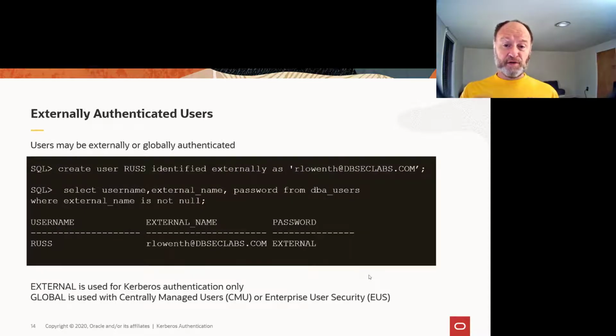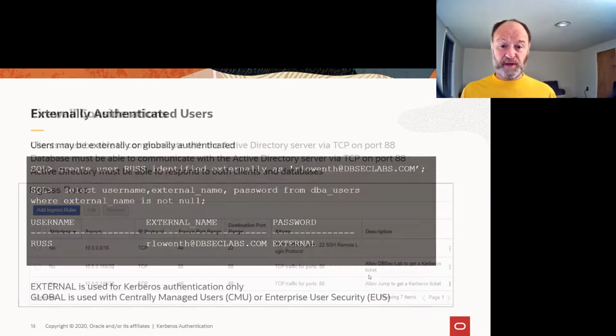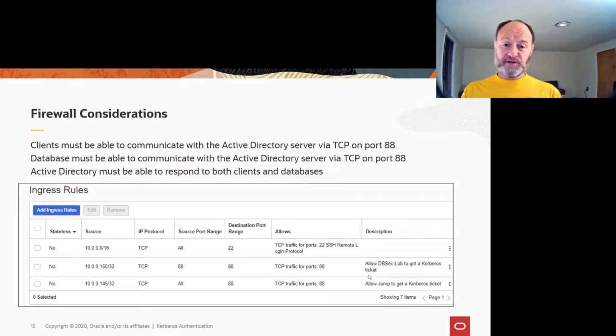For your database, you're going to set up a user. In my case, I'll just use Russ, and you're going to say that user is identified externally as whatever the Kerberos principal name is. You may remember when I did my demonstration and I did my klist, I saw that I was rlowenth@dbseclabs.com, so I'll create my database user Russ to do that. Okay. And for firewall considerations, both your database and your client have to be able to talk to Active Directory, and Active Directory has to be able to respond. That's probably pretty common sense.